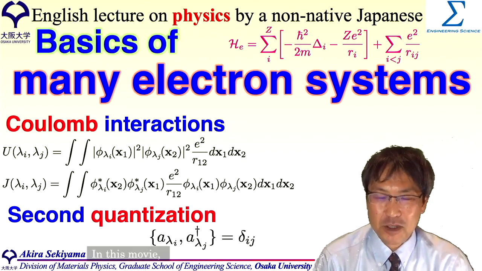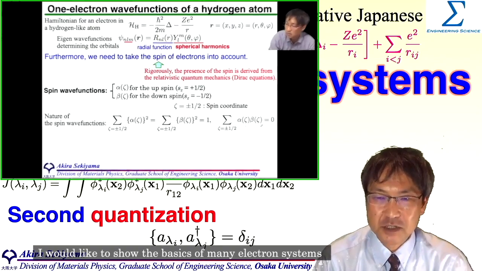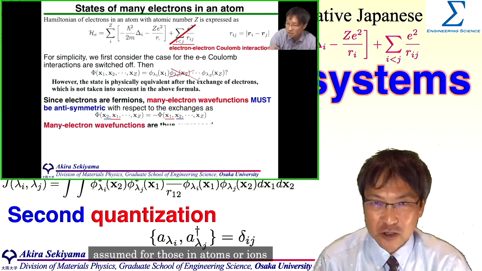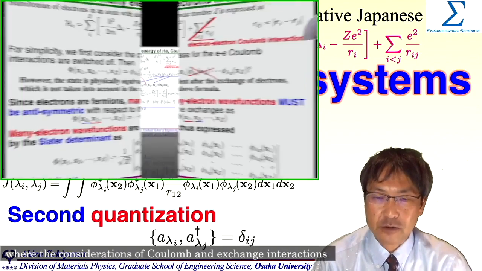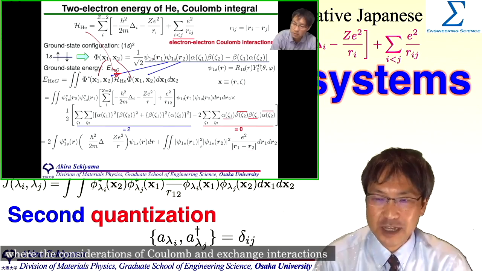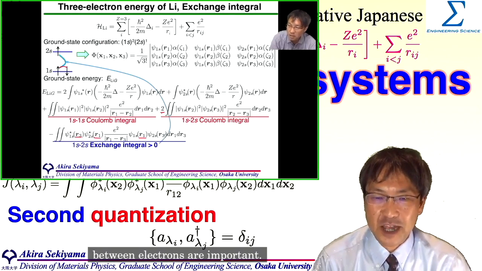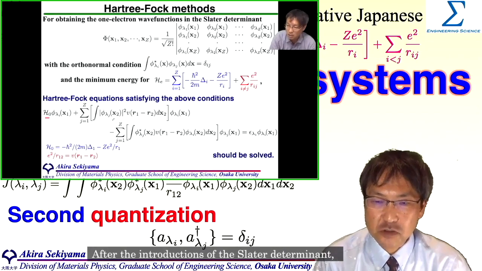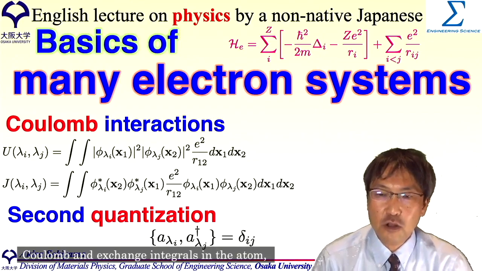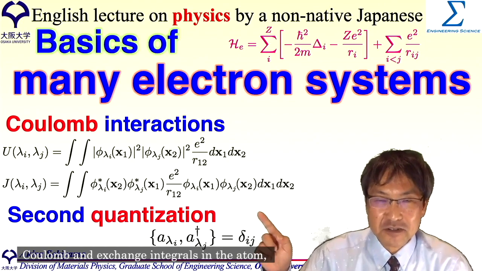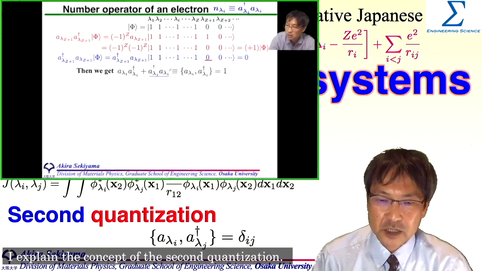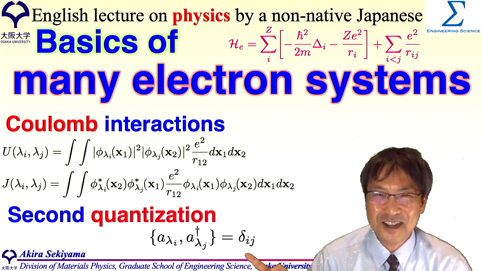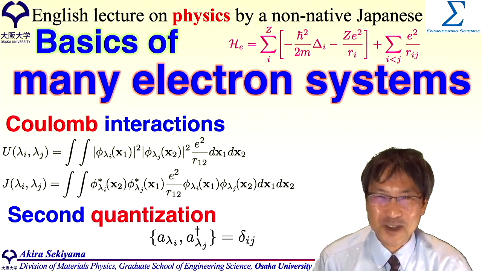In this movie, I would like to show the basics of many-electron systems assumed for those in atoms or ions, where the consideration of Coulomb and exchange interaction between electrons are important. After the introduction of the Slater determinant, Coulomb and exchange integrals in atoms, I explain the concept of the second quantization. Please enjoy this movie.